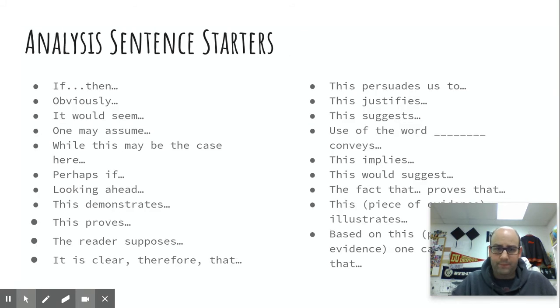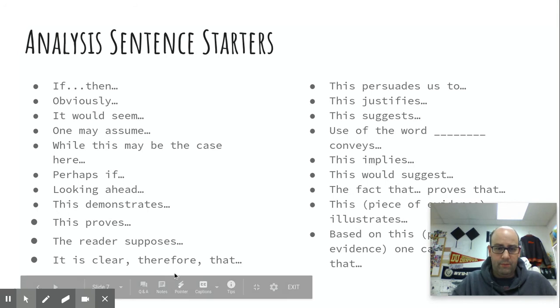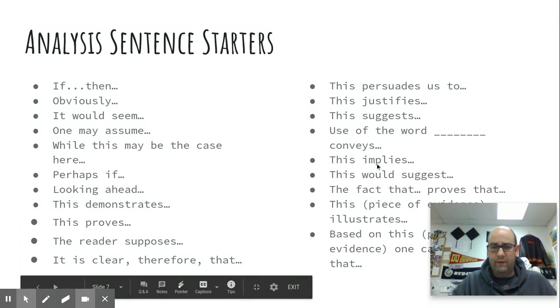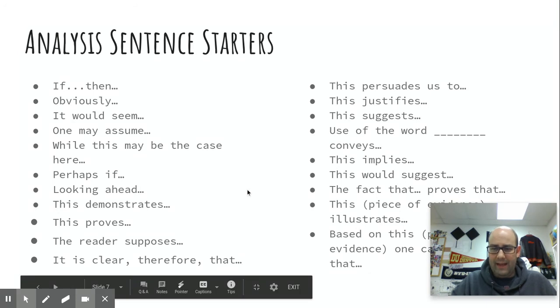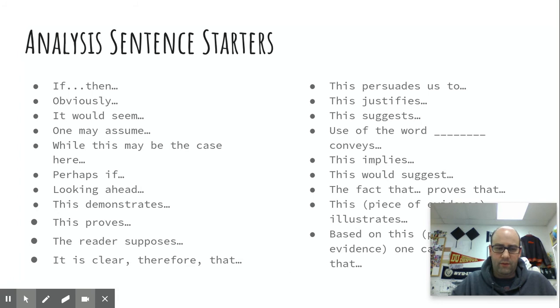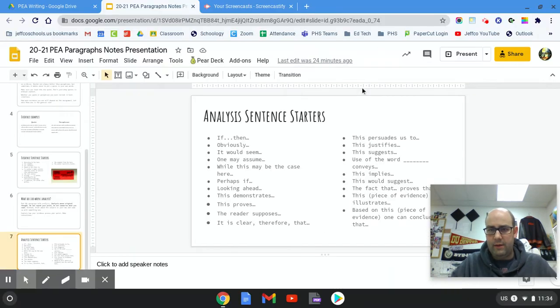And this last slide has some analysis sentence starters. So after you do your evidence and your in-text citation, you could start using some of these. Like you could say, this implies, or this quote suggests, this persuades us to. All of these are really good, and it's better than just saying, this quote says. That's a really poor transition into analysis. All right, so hopefully that helps, and you can always watch this video whenever you're writing your PEAs.